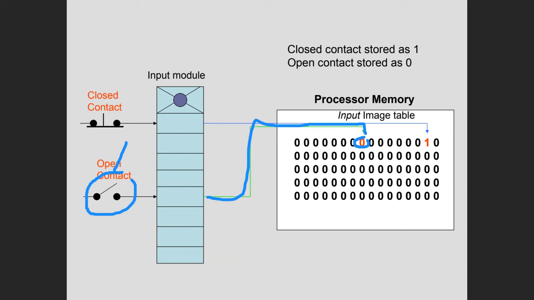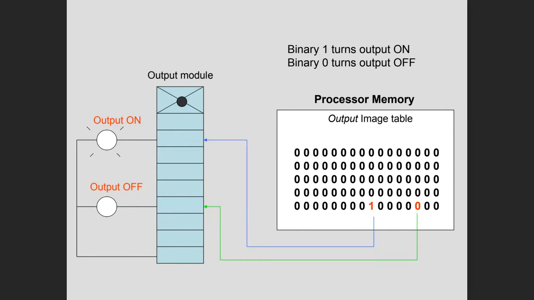So that is important. And it is the same with the output. So now we have the output module. There were 2 image tables or 2 data tables. There was an output image table and there was an input image table. Well, now we're talking about the output. So what happens is, depending on what's in the output image table, when the PLC runs, it's going to either turn something on or off.